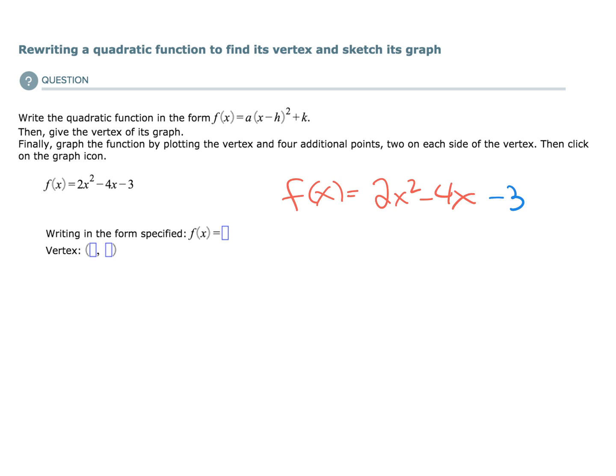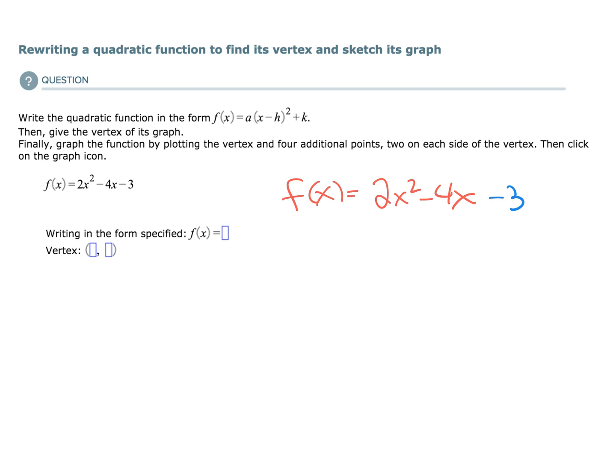Notice here, I want the a to be on the outside of the parentheses, and inside the parentheses there's an x minus h squared, but there's no coefficient on that. So in order to make this match this, I have to pull out the 2. I'm not going to pull it out from everything, because that minus 3, once it's out, it's out. We're not even really paying attention to it anymore.